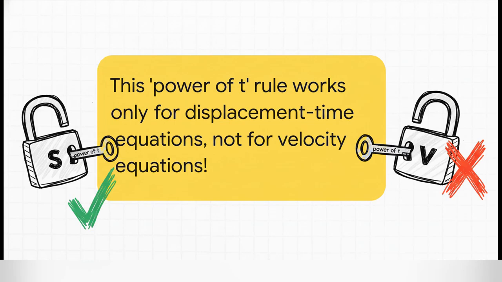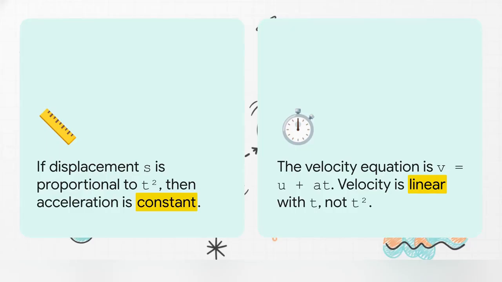I'm going to say that one more time because it is that important. This secret code is exclusively for equations that start with s for displacement. Whatever you do, don't try to use it on velocity equations. And this slide right here shows you exactly why. Let's put them side by side. On the left, we know our rule. If displacement s has a t squared in it, we have constant acceleration. We've got that down.